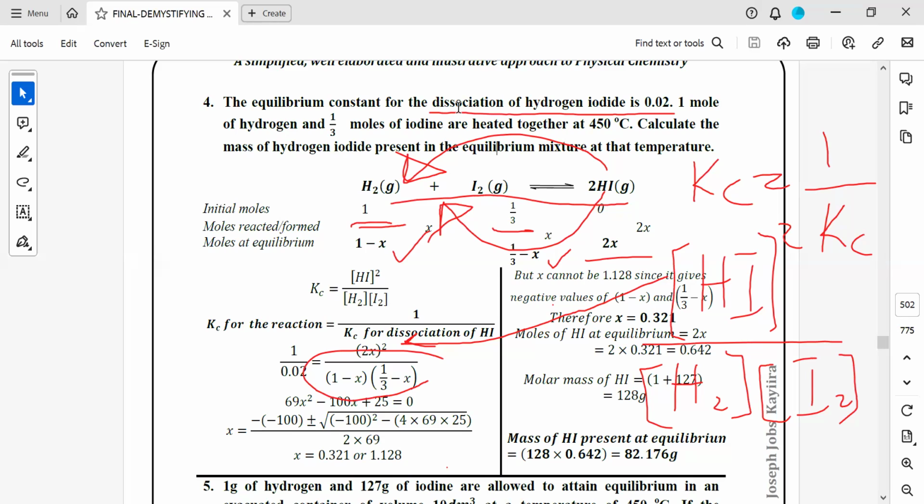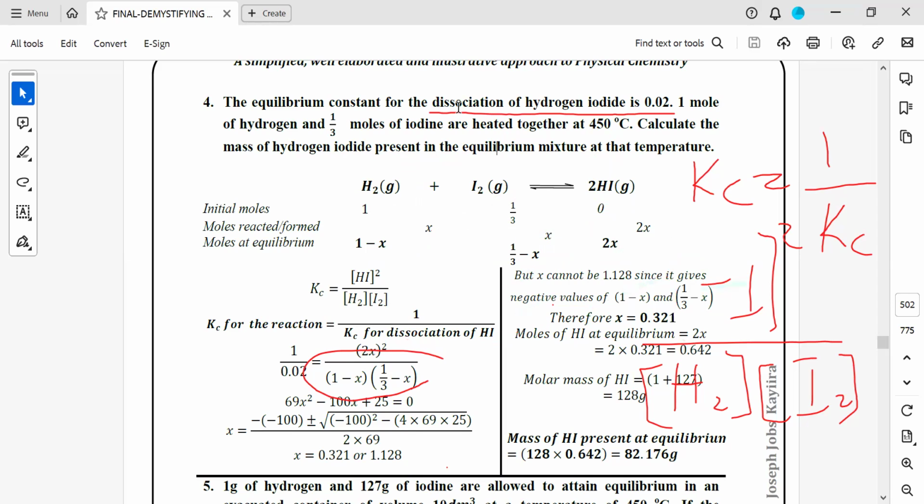And then the molar mass, of course, we know that the mass of hydrogen is 1, while the mass of iodine is 127. And then you get the 1,8, and then of course you'll have to multiply the moles at equilibrium times the molar mass in order to give you the what? The mass at equilibrium.